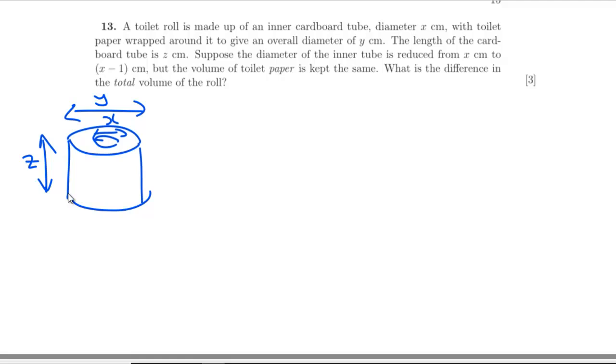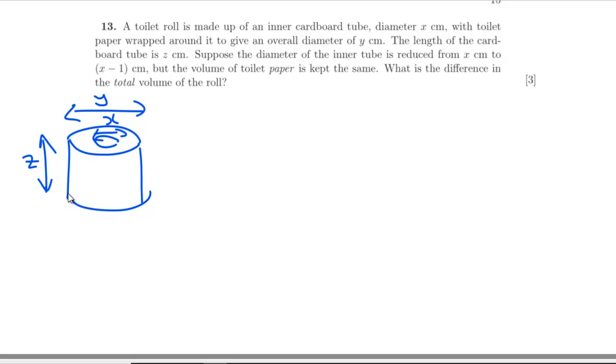Suppose the diameter of the inner tube is reduced from X centimetres to X minus 1 centimetres, but the volume of toilet paper is kept the same. What is the difference in the total volume of the roll? Right, so the total volume must mean including the empty bit inside the inner tube, which is maybe an interesting way to look at the volume of a toilet roll, but otherwise it doesn't mean anything.